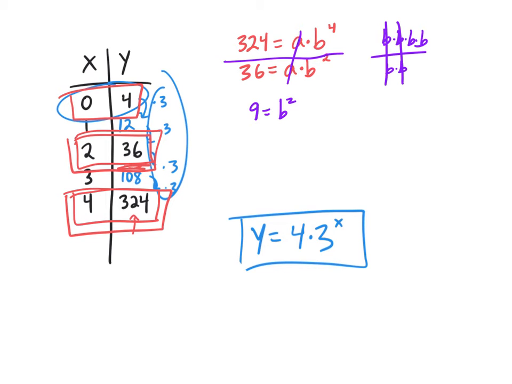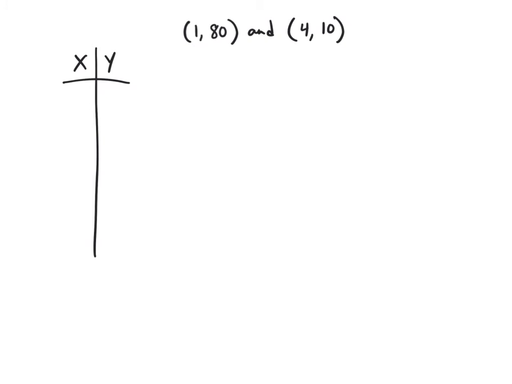How do we solve b squared? Oh, this should look familiar. We square root, and our b value is 3. Hey, look, our b value is 3. Our 4 is our starting point, or our a value. We have the same equation. Do whichever one makes sense to you, right? Doesn't matter to me. Let's go ahead and try this out.